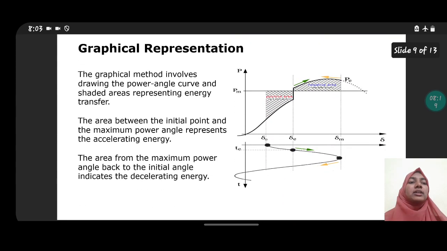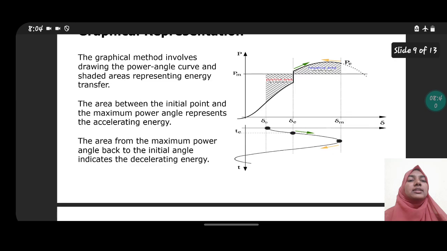So here is the graphical representation. The graphical method involves drawing the power angle curve and the shaded areas representing the energy transfer. So here you can see that the black shaded part is representing the energy transfer. The area between the initial point and the maximum power angle represents the accelerating energy. So here it has an initial point and a maximum power angle.